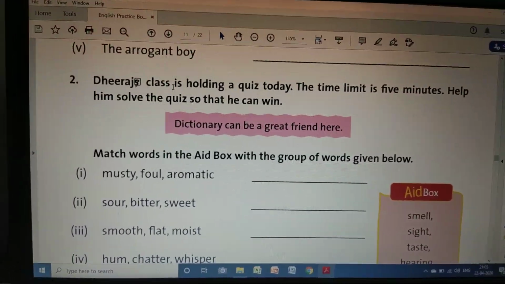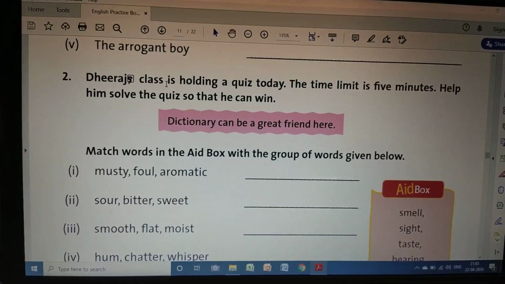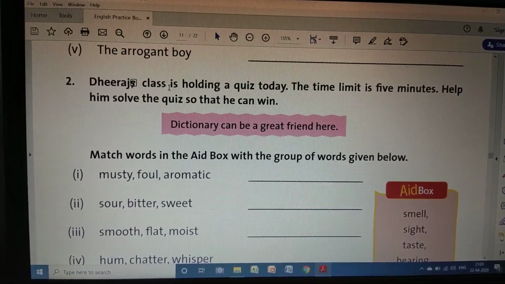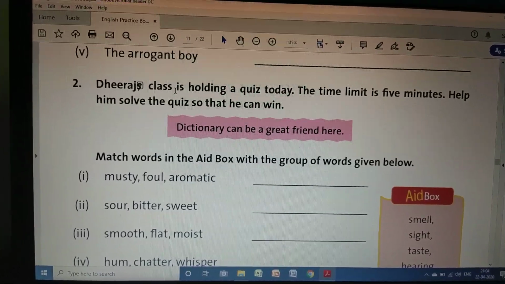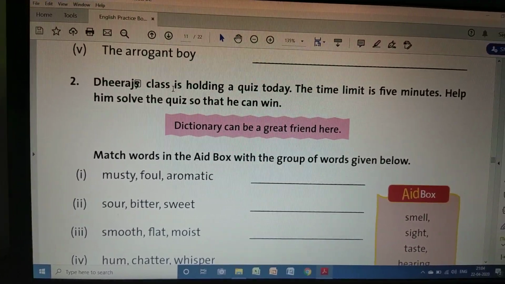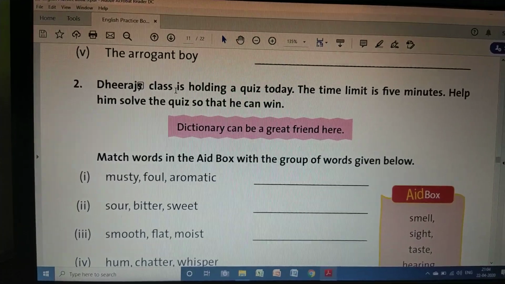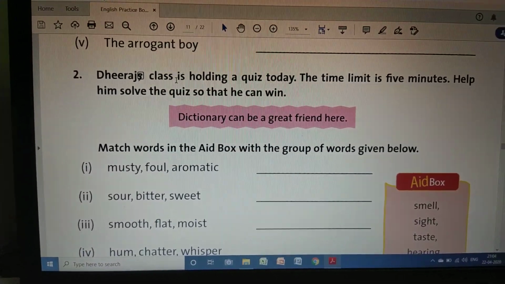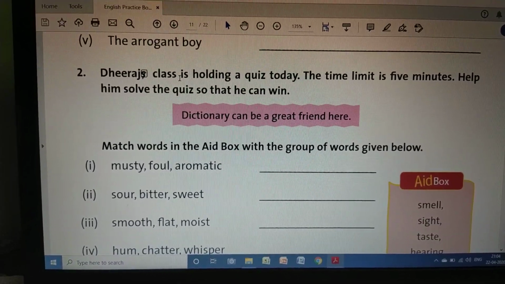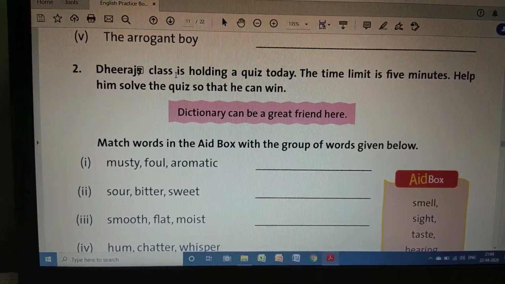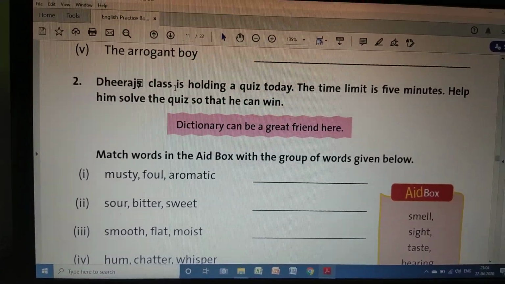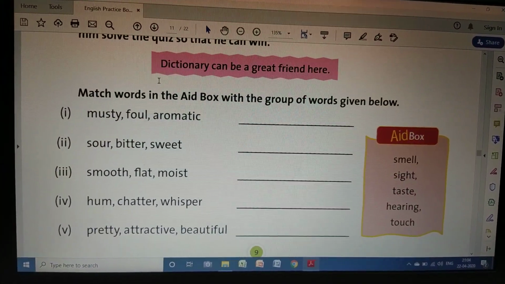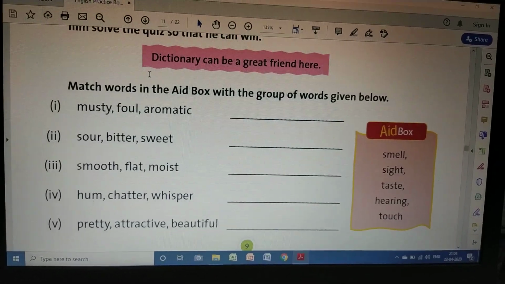Now question number 2 here is, Dheeraj's class is holding a quiz today. The time limit is 5 minutes. Help him solve the quiz so that he can win. Dictionary can be a great friend here, which means you can use the dictionary if you need. But I went through this, and I suppose you don't need the dictionary, and you won't even take 5 minutes. Believe me, children, it won't take 5 minutes.